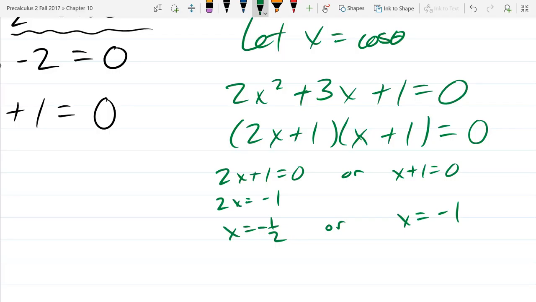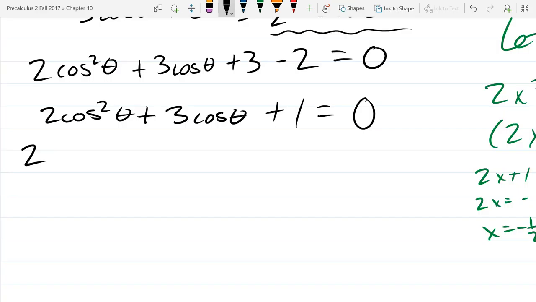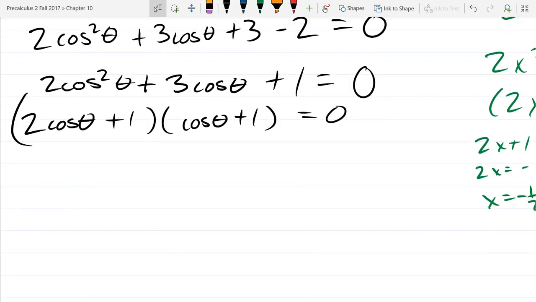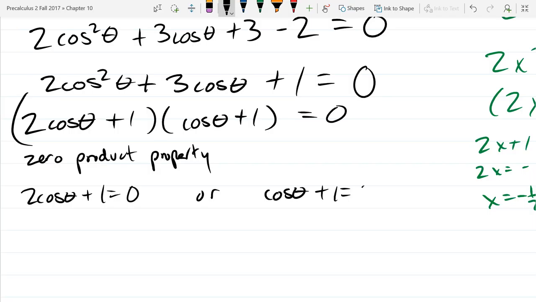Now we're going to come back to the original. This is going to factor as 2 cos theta plus 1 times cos theta plus 1. It factors the exact same way, except cos theta is taking the place of x now. So our zero product property: solve for cos theta. Cos theta equals negative 1, or cos theta equals negative 1 half.